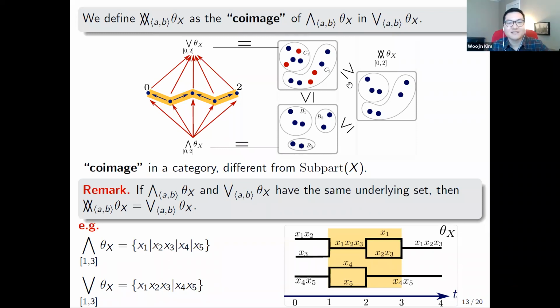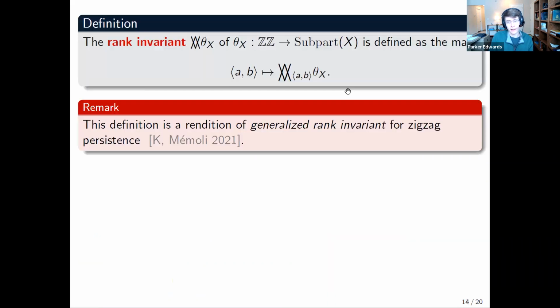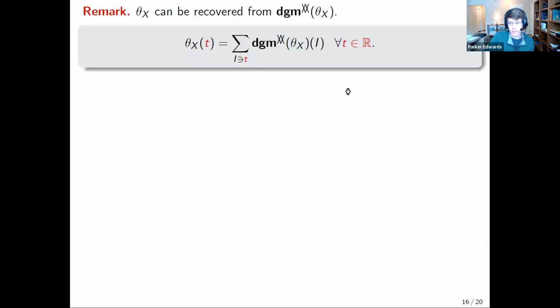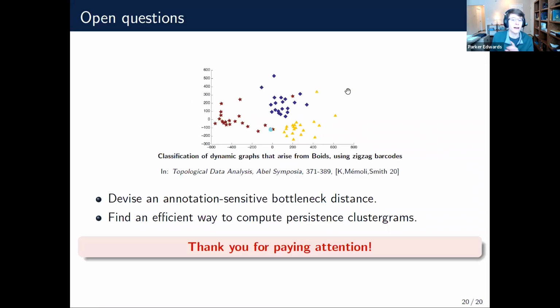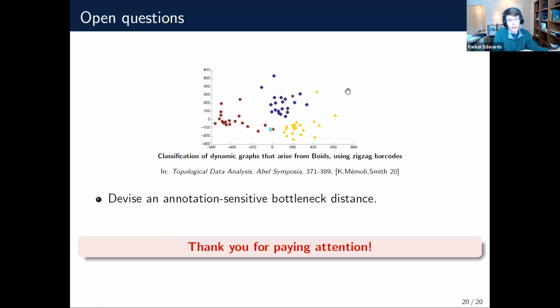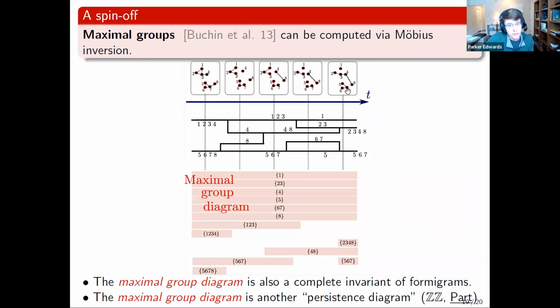And Parker? Thank you for the talk, Woojin. Can we look at your next to last slide again? I have a much more naive question to make sure I'm understanding. So this zigzag poset, at least for this dynamic graph situation that we're thinking of.